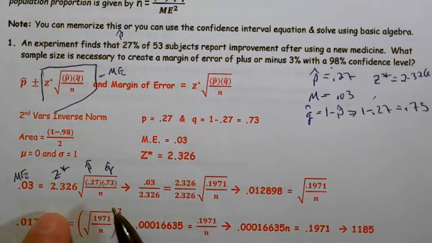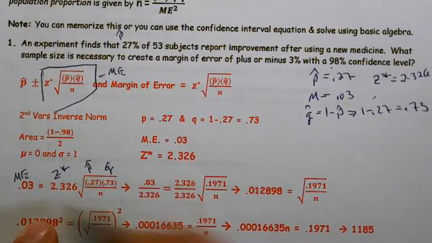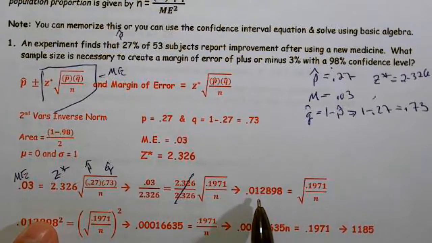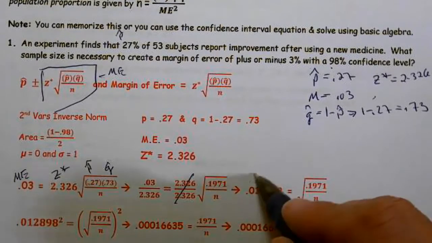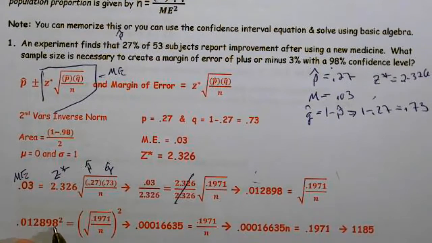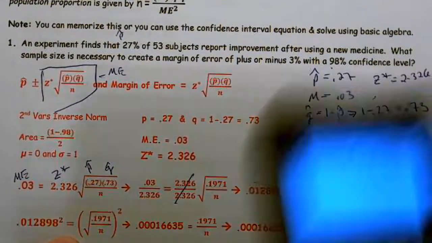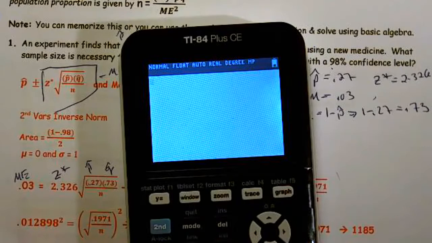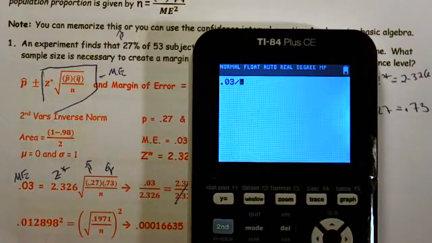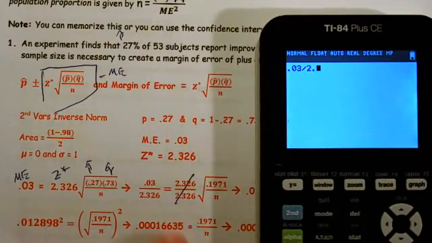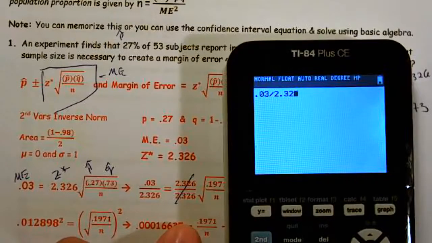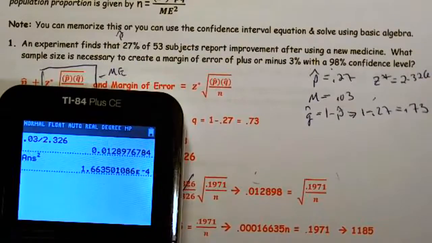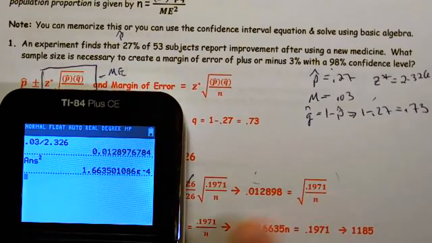This is the Q hat, 1 minus that, over N. Now what I end up doing is dividing both sides by 2.326. So that goes away, and that gives me this value here. And now to make everything easy, I square the entire thing. So this number gets squared and that number gets squared. So 0.03 divided by 2.326, and I'm going to square that number. There it is. It's squared. When I squared, this comes off and I end up with 0.1971.